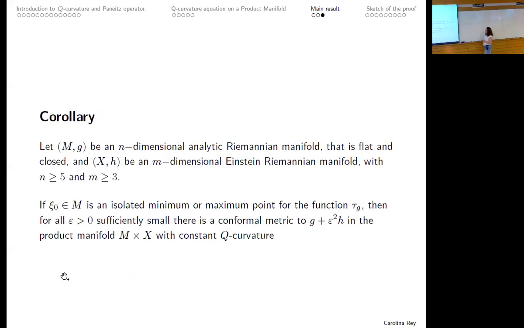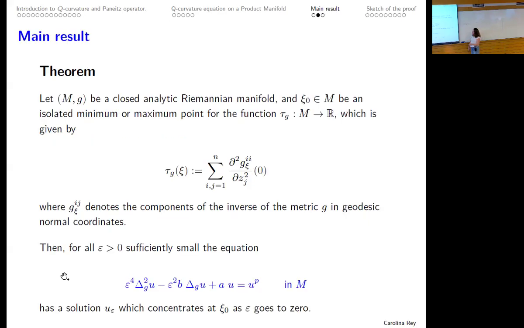Well, so given a minimum or maximum point of this function tau sub g, then for all epsilon small enough, our equation has a solution u sub epsilon, which concentrates around this point. This is a geometrically relevant point because it's a critical point of a geometric function.